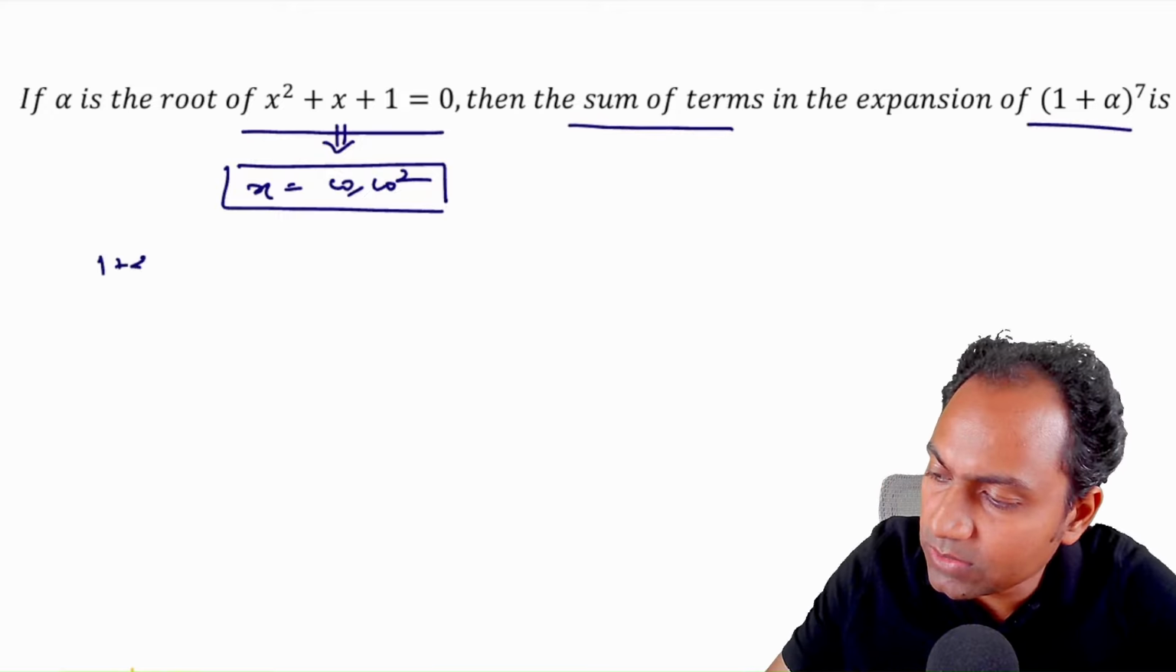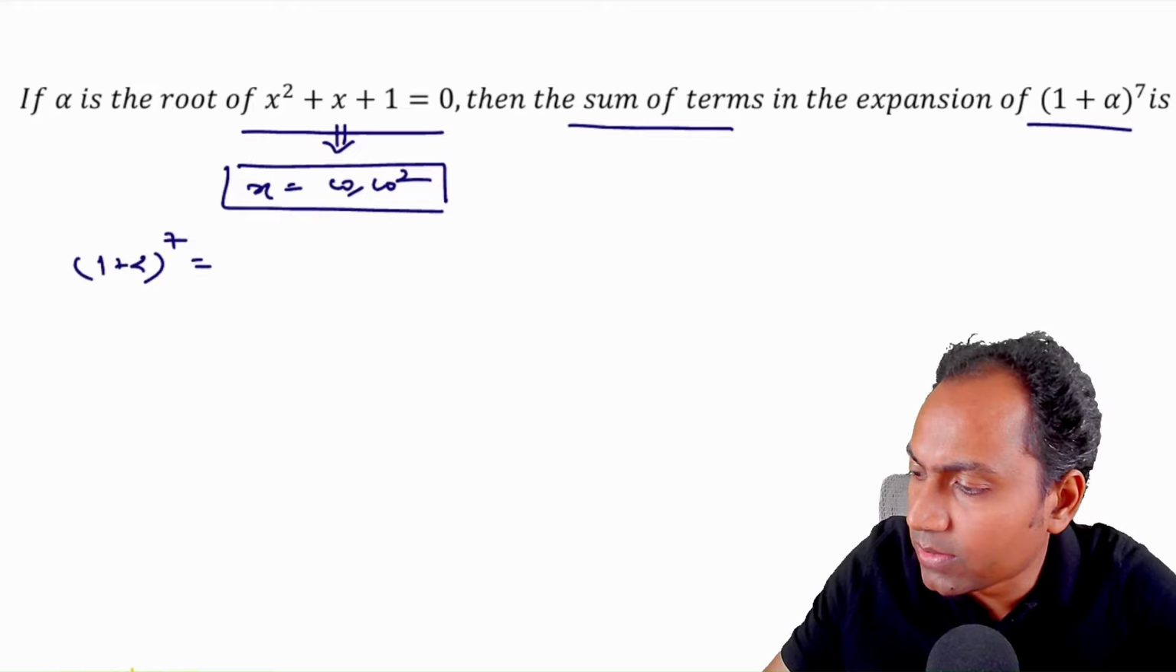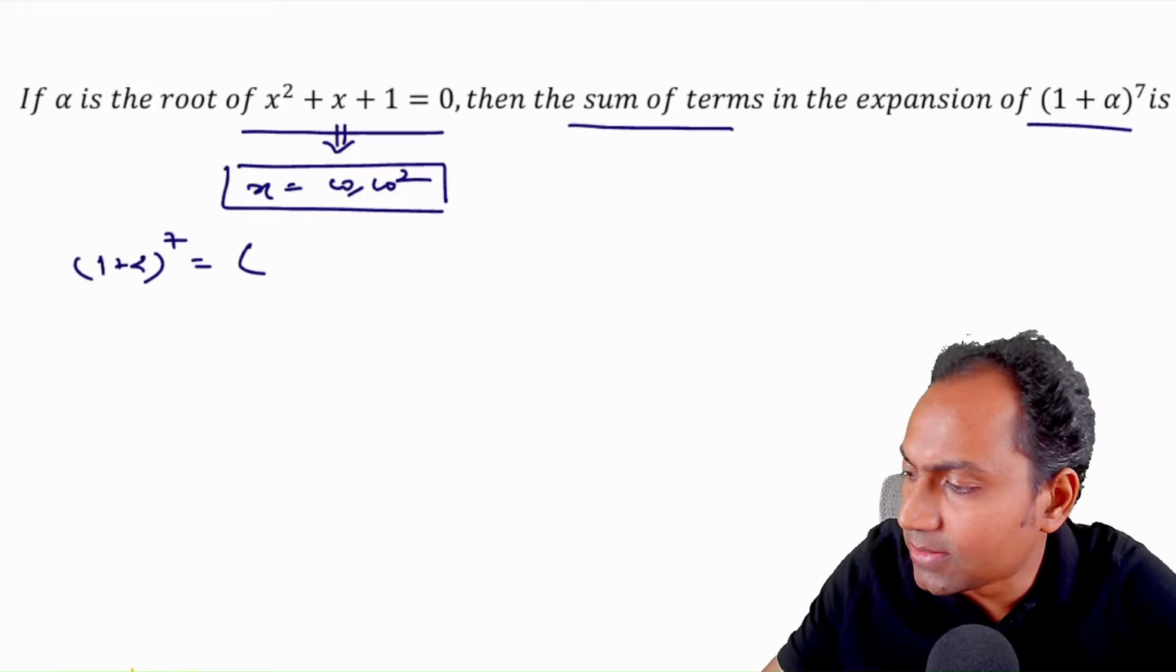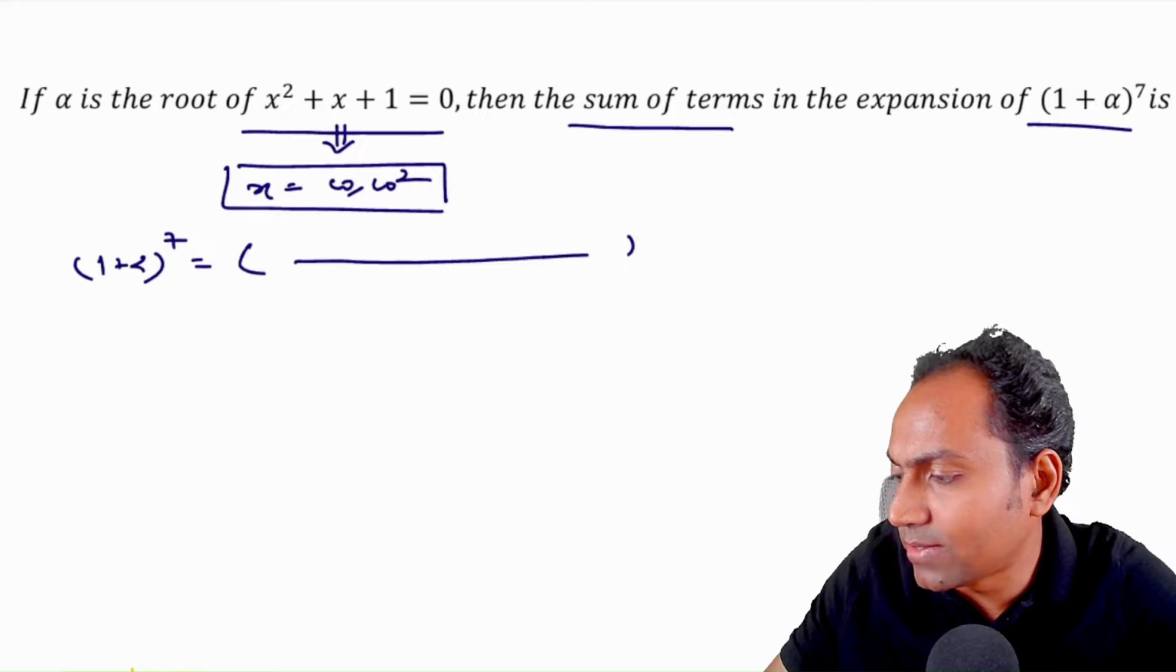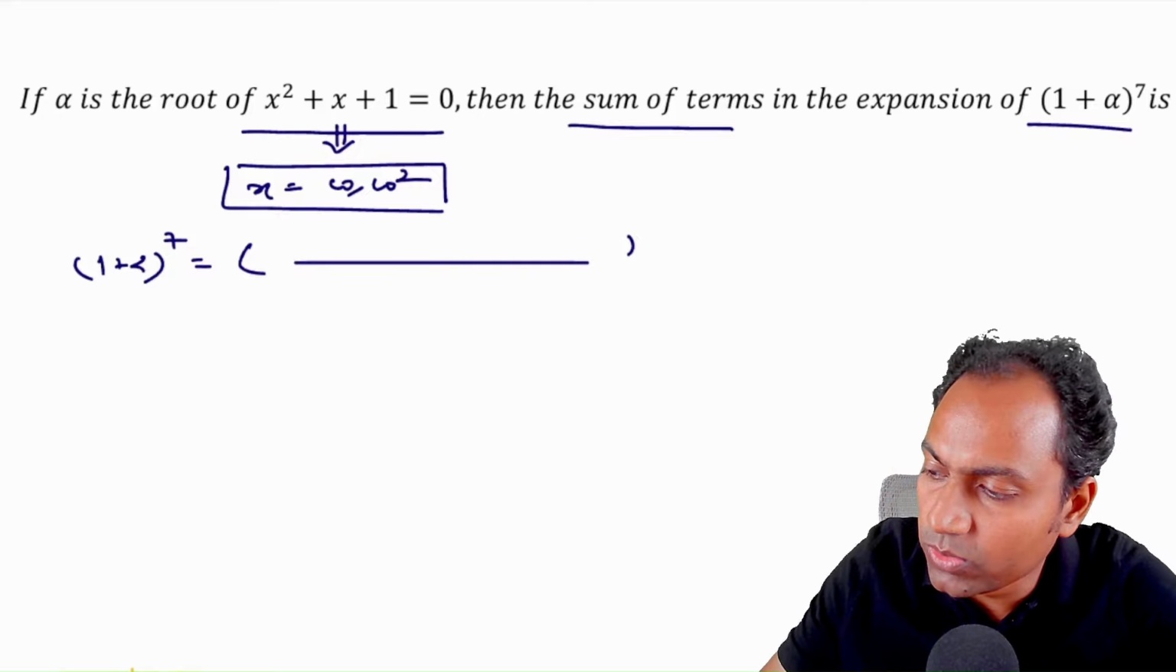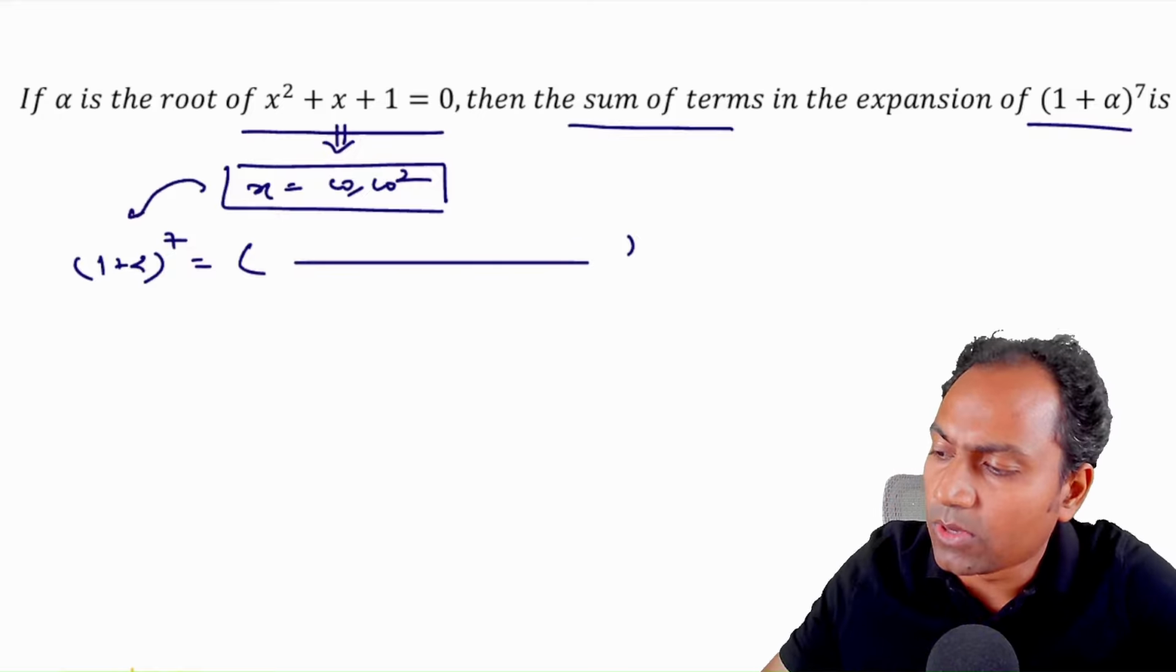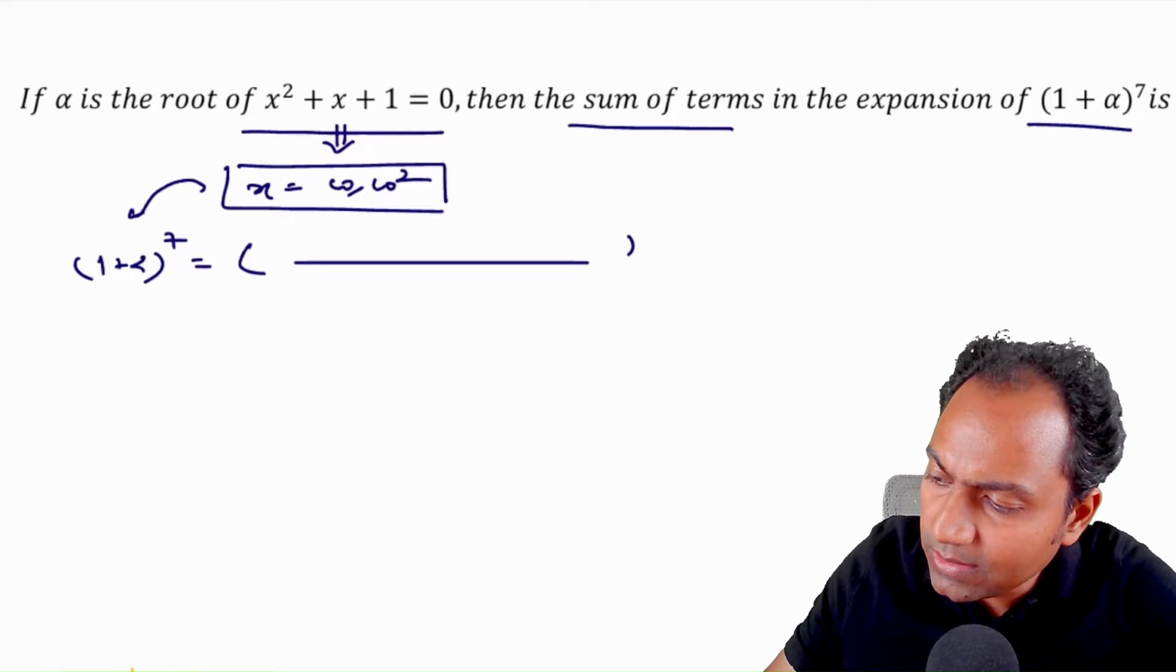So if I write the expansion, I do not need to do it, but if I want to write it, I can write the series expansion. But if I want to find the sum of these, what I can just do is put the value of x here, or alpha here. You can see that there are two answers possible.